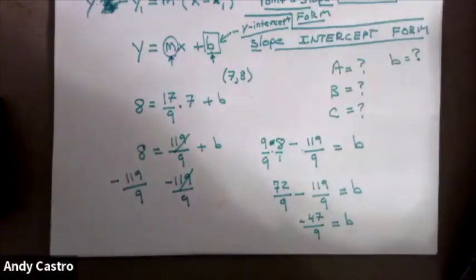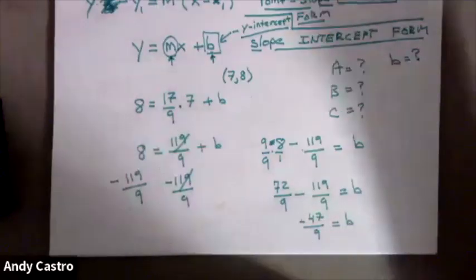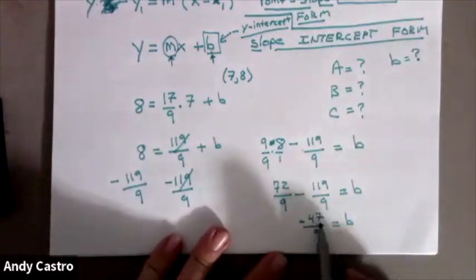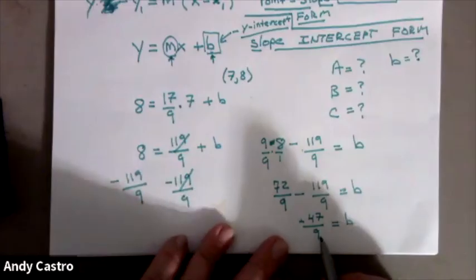All right. 47, I'm pretty sure, is a prime number. Let me check. What I like to do is take the prime number, divide it by several other prime numbers, and just kind of verify that it's prime. Okay. So I can't simplify this. We'll leave it just like it is, negative 47 over 9.